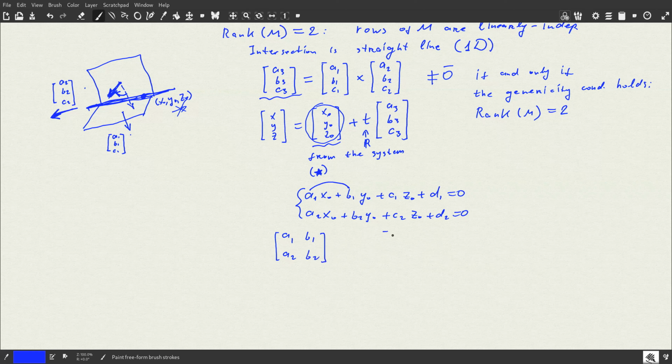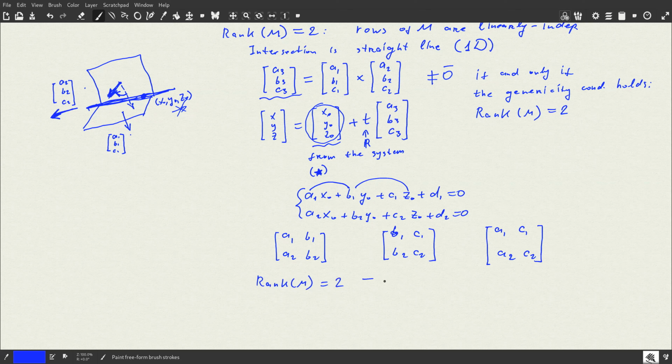The second one is B1, C1, B2, C2. And the third one is obviously A1, C1, A2, C2. At least one of them, because we're in the generic case, so the rank of M equals 2.